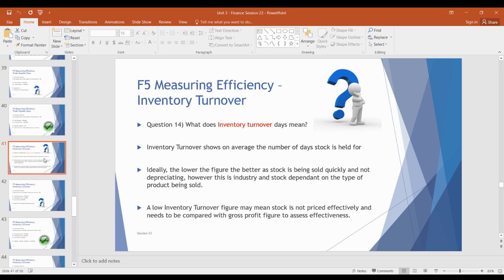Question 14, inventory turnover. So inventory turnover shows, on average, the number of days stock is held for. Ideally, the lower the figure, the better, as stock is being sold quickly and therefore not depreciating. So pause the video and can somebody answer, what is depreciation? Define the term. And then, what are the two methods? I'll carry on in 10 seconds.